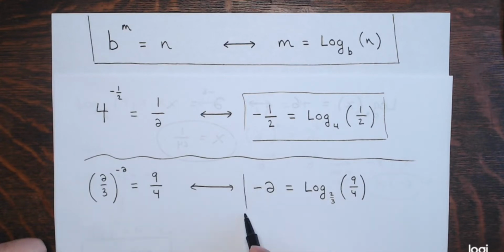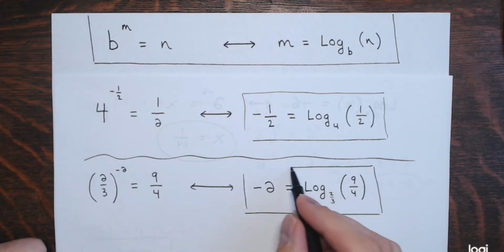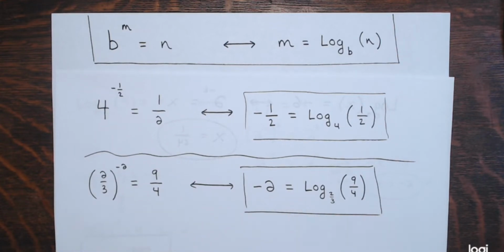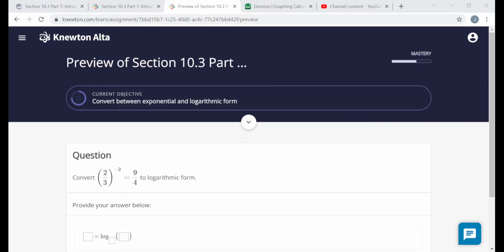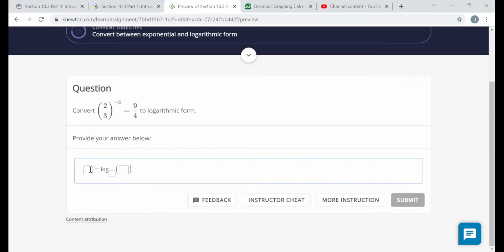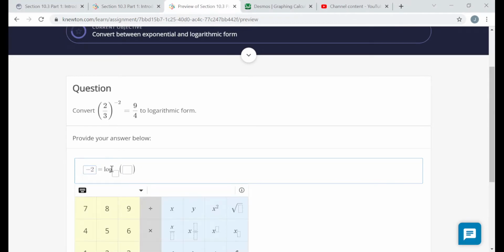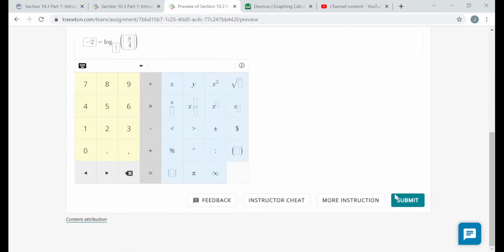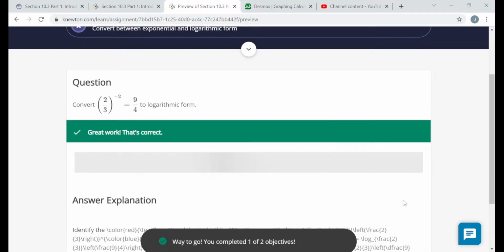And that's all they want, right? They just want us to transform it from an exponential statement to an equivalent logarithmic statement. Both of these mean the same thing. They're just different looking. So back here, the exponent, -2, gets its own side, equals the log with a base. Now the base on -2 is 2/3, so that'll be the base on the log. And then the argument is the number on the other side, the 9/4. Wonderful.